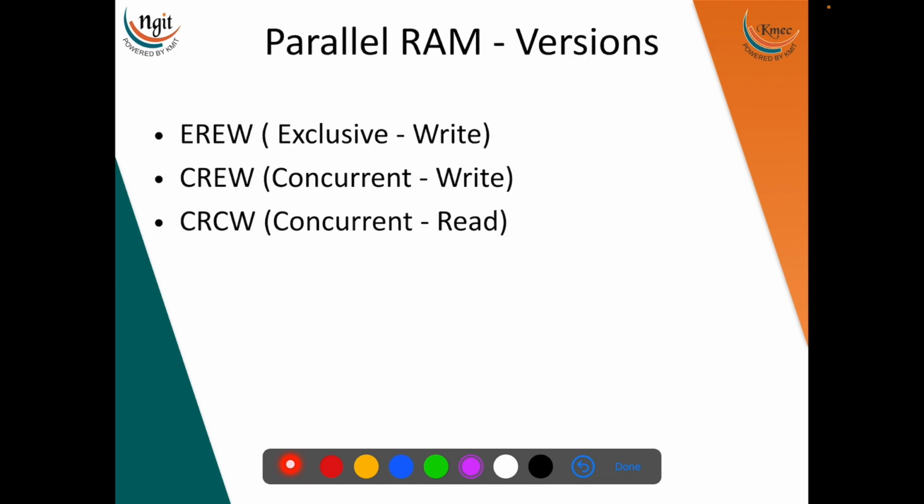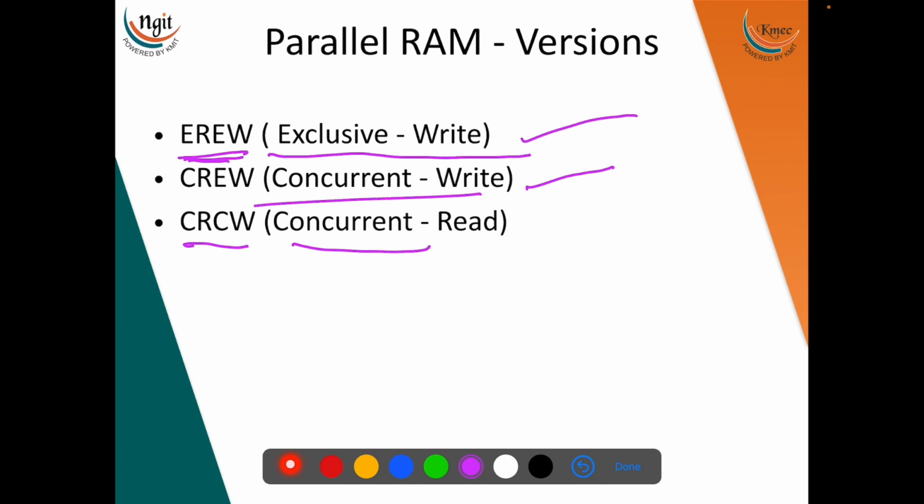Now we will see different versions of PRAM. There are basically three different versions of the PRAM model: EREW, exclusive read and exclusive write; CREW, concurrent read and exclusive write; and CRCW, concurrent read and concurrent write. Now let's talk about this. The three versions differ from each other in how they resolve memory conflicts. The most restrictive version is exclusive read and exclusive write, also called EREW PRAM, in which no simultaneous reads or simultaneous writes are allowed.